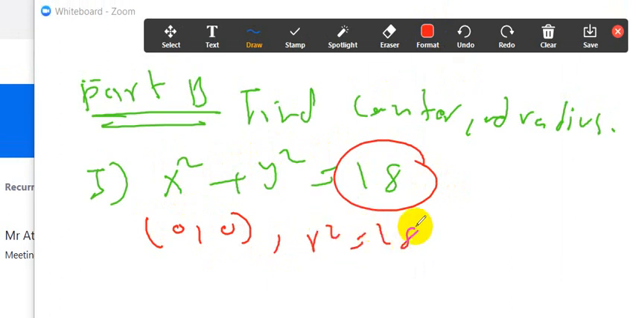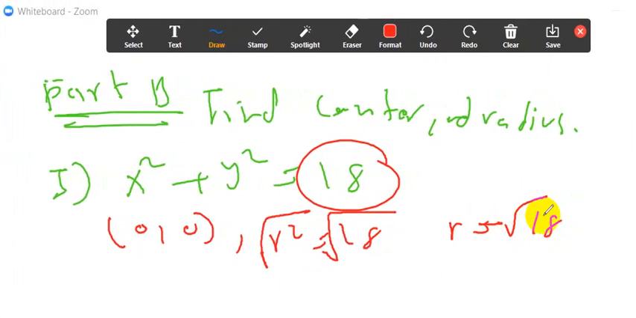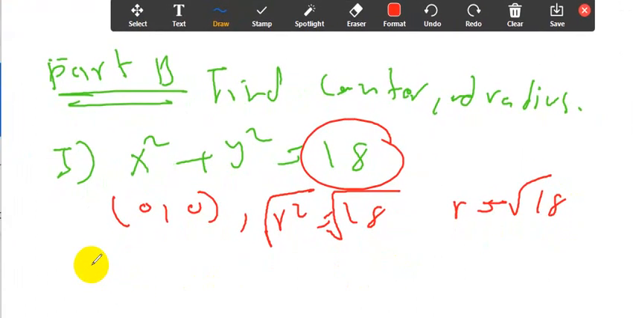As r squared equals 18, we need the root of both sides, without plus or minus. Radius is a distance, it cannot be negative, so it is root 18. Use the calculator or you will find it in the choices. This is example number 1.